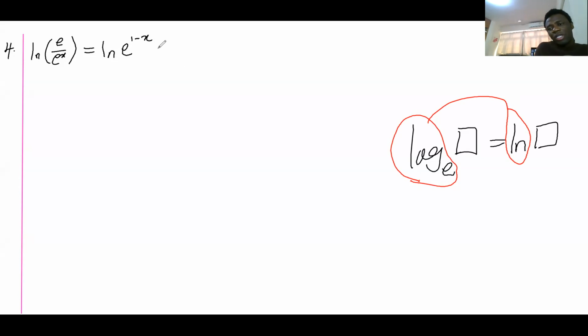Does that make sense, Giselle? I'm talking to you especially. Yeah. So that's 1 minus x ln e. And that is equal to 1 minus x.